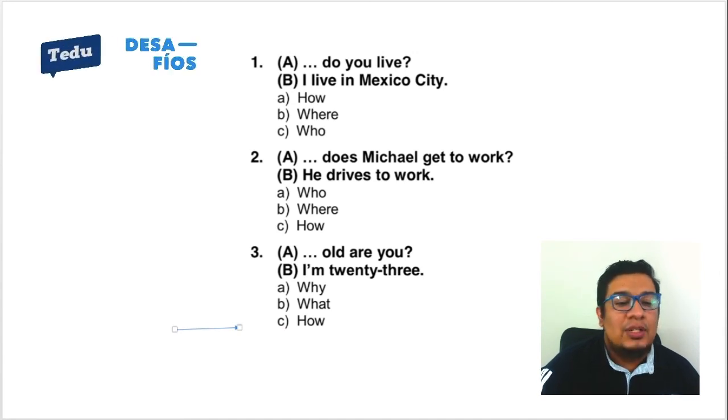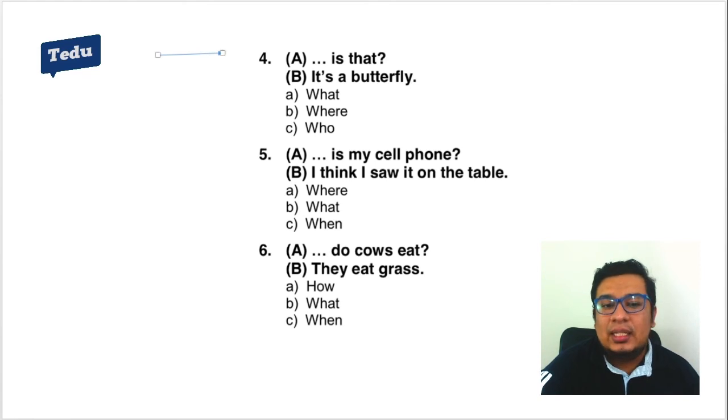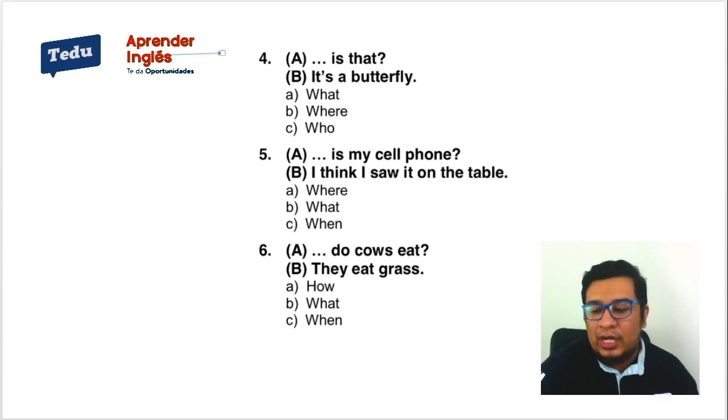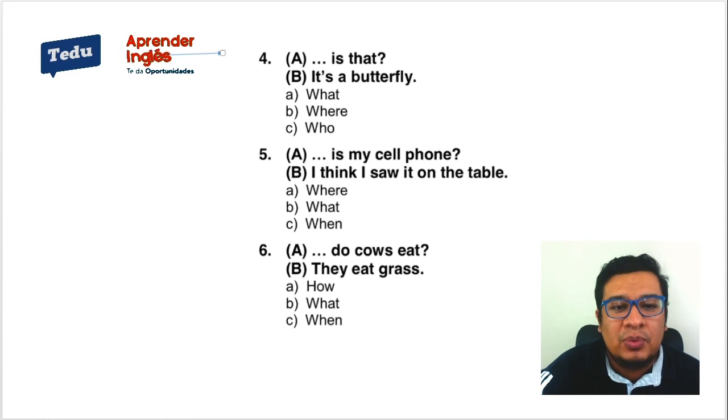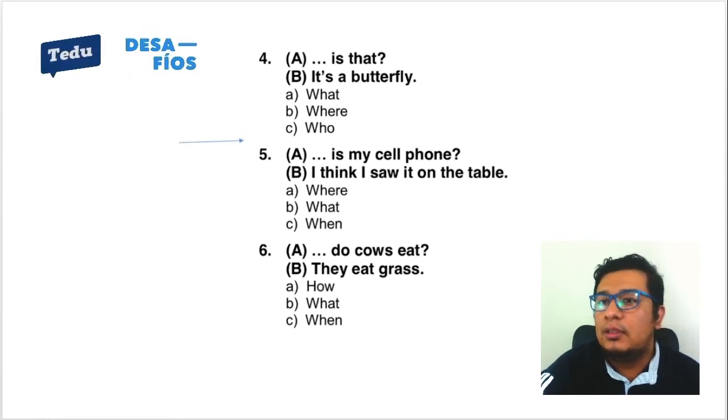All right? So now we're going to work with the next point. What will be the next option here? It's a butterfly. Aquí tenemos el verbo is, are, o am. Es lo mismo como do, does. La misma opción concreta. ¿Listo? So what will be the best option that we have here? It will be what, where, or who. What's the best option, my friend? Exactly. It's what. What is that? ¿Qué es eso? It's a butterfly.